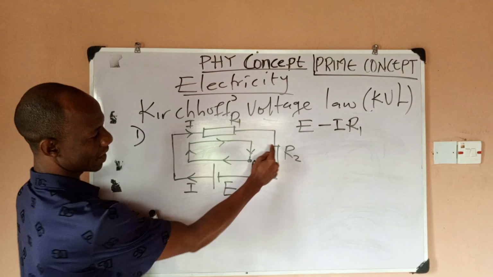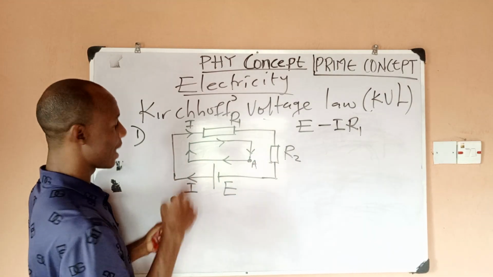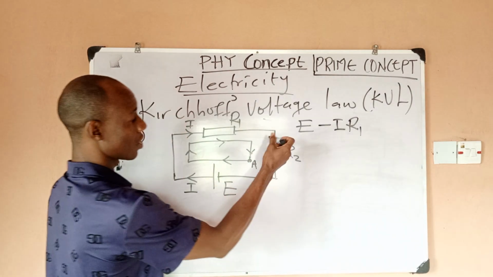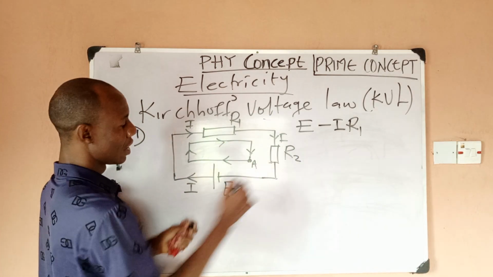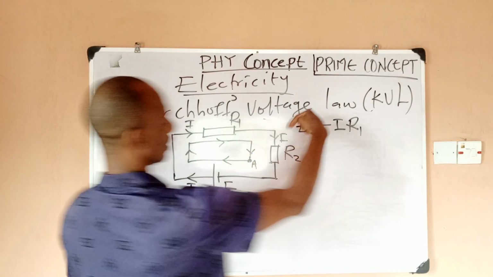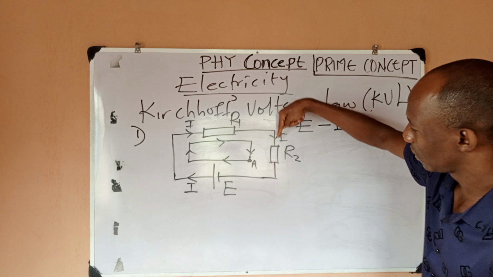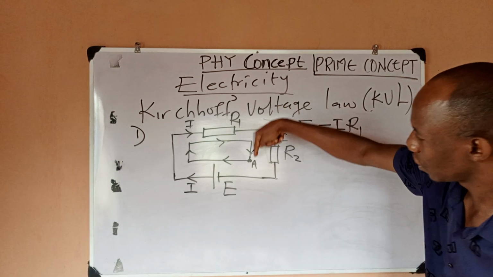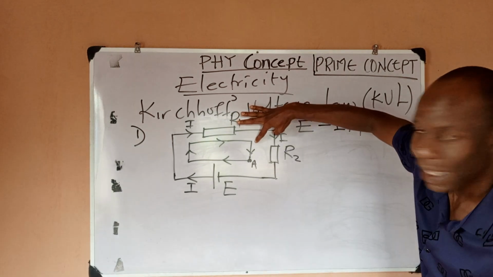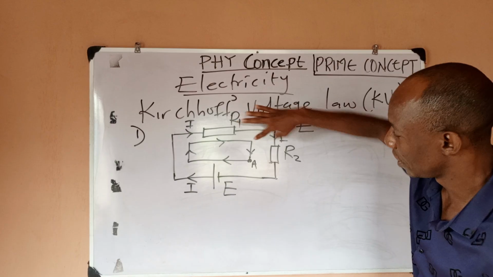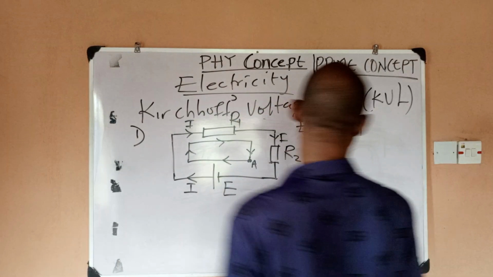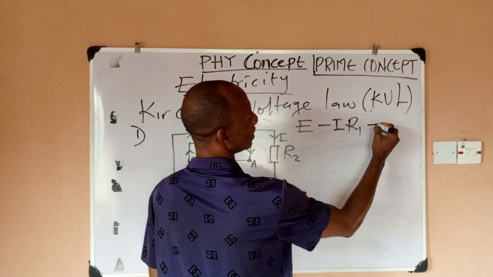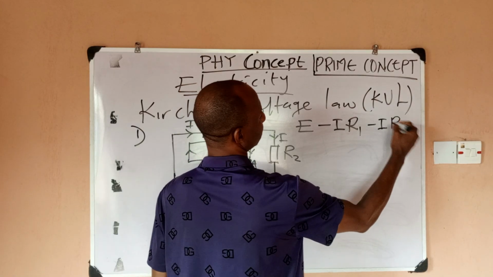Now I'm not done because I still have another circuit element. Remember, this same current is still flowing through this place. Now let's consider this side. In this case, my current is going down, my loop direction is also going down, so both of them are in the same direction. So it means that my voltage drop here is still going to be what? Negative. So I'm going to have negative I times R2.